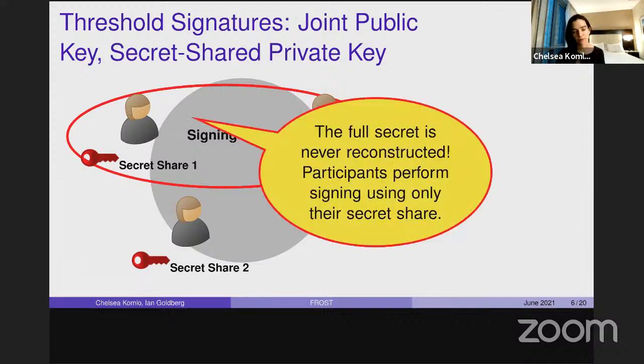And one thing that's neat about these threshold signature schemes is that the full secret is actually never reconstructed. So participants perform signing using only their secret share, which stays on their machine. However, they are able to issue a signature. So that's something that's nice in these schemes.